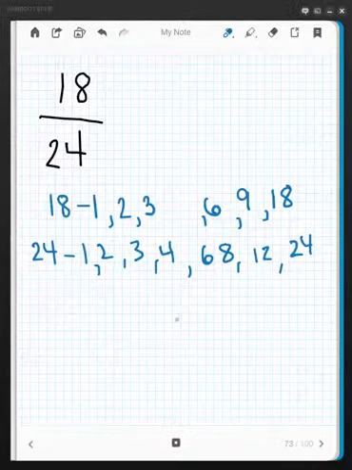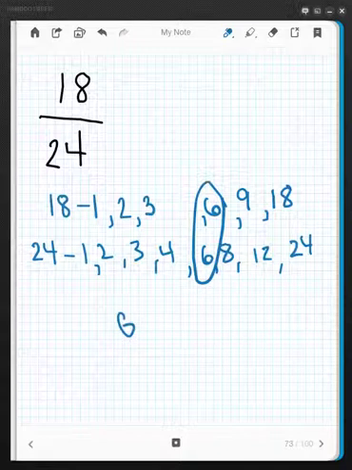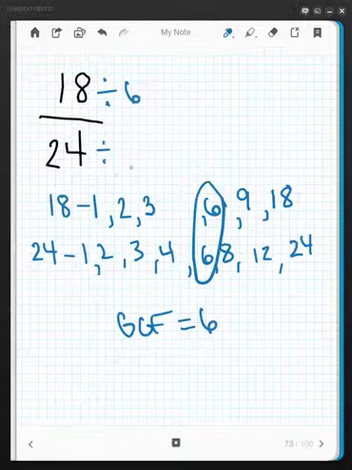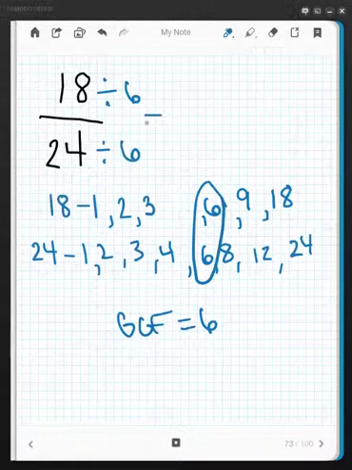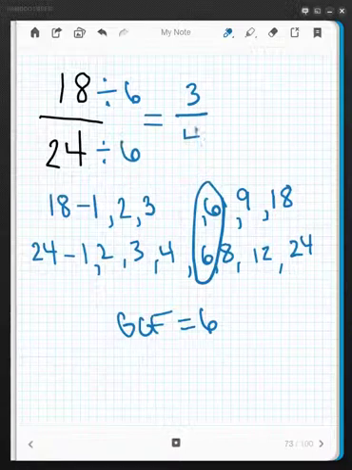Now what we want is the largest factor that they both have in common. So the greatest common factor here, the greatest one that they both have in common, is 6. So the greatest common factor between 18 and 24 is 6. Now what we do to reduce this is divide out the greatest common factor from both the numerator and denominator using the fundamental theorem of fractions. 18 divided by 6 is 3, and 24 divided by 6 is 4.